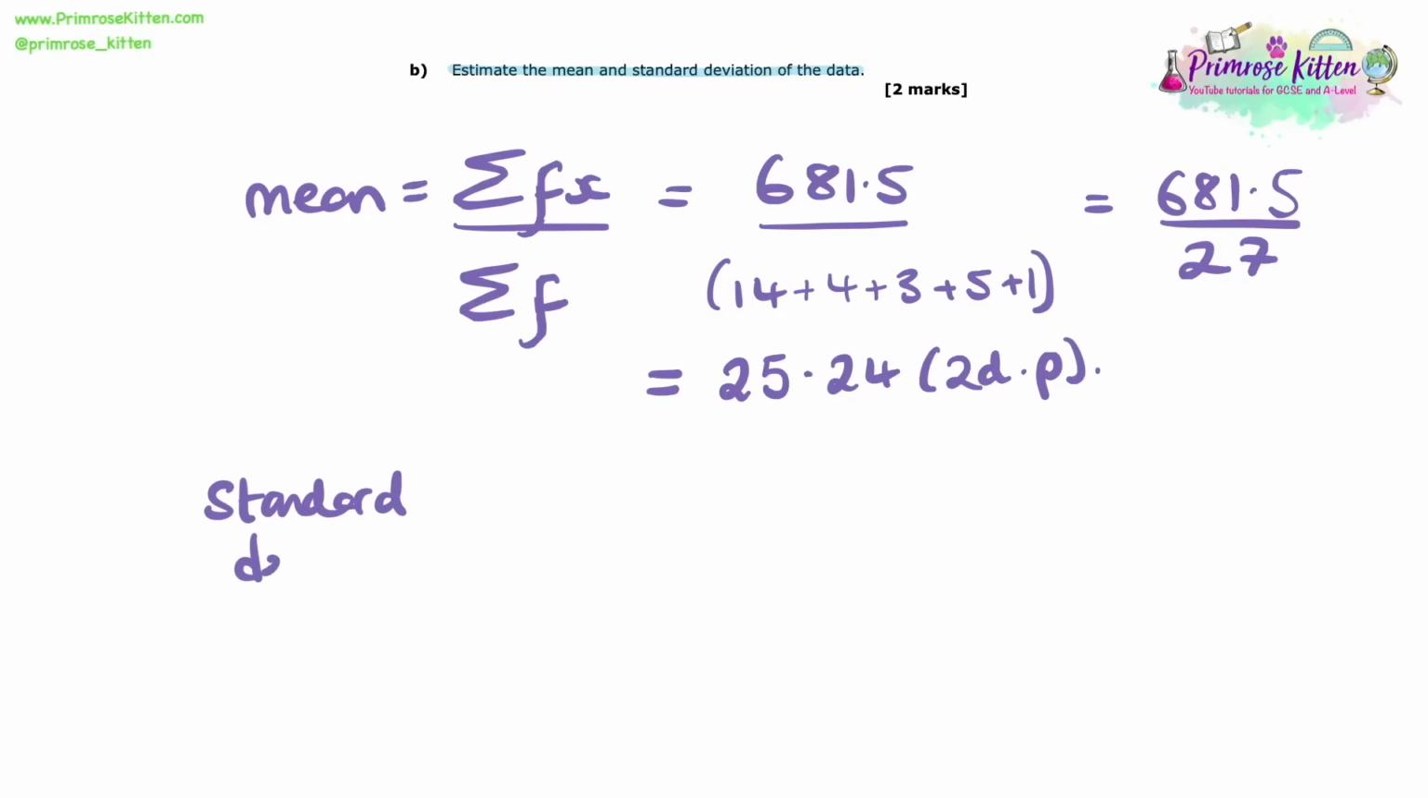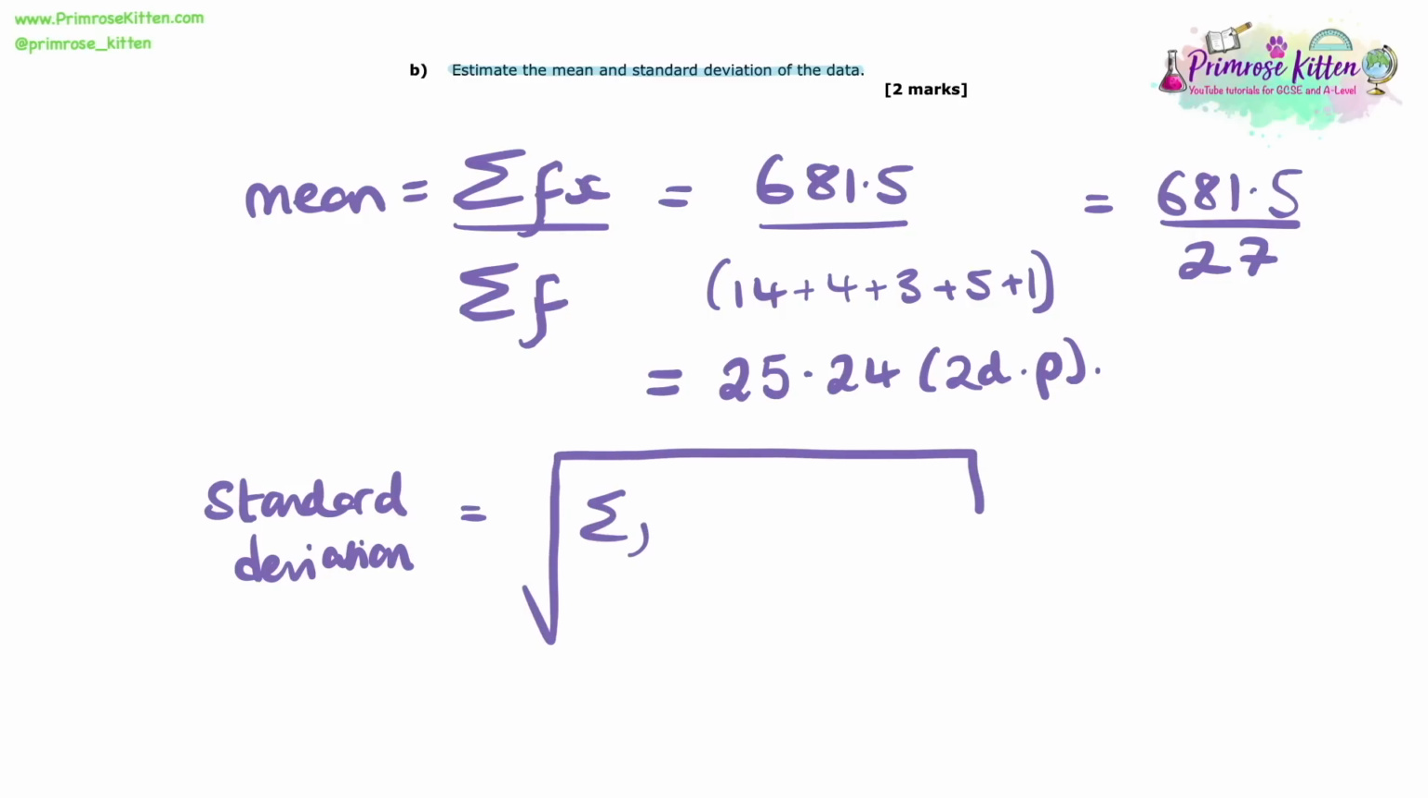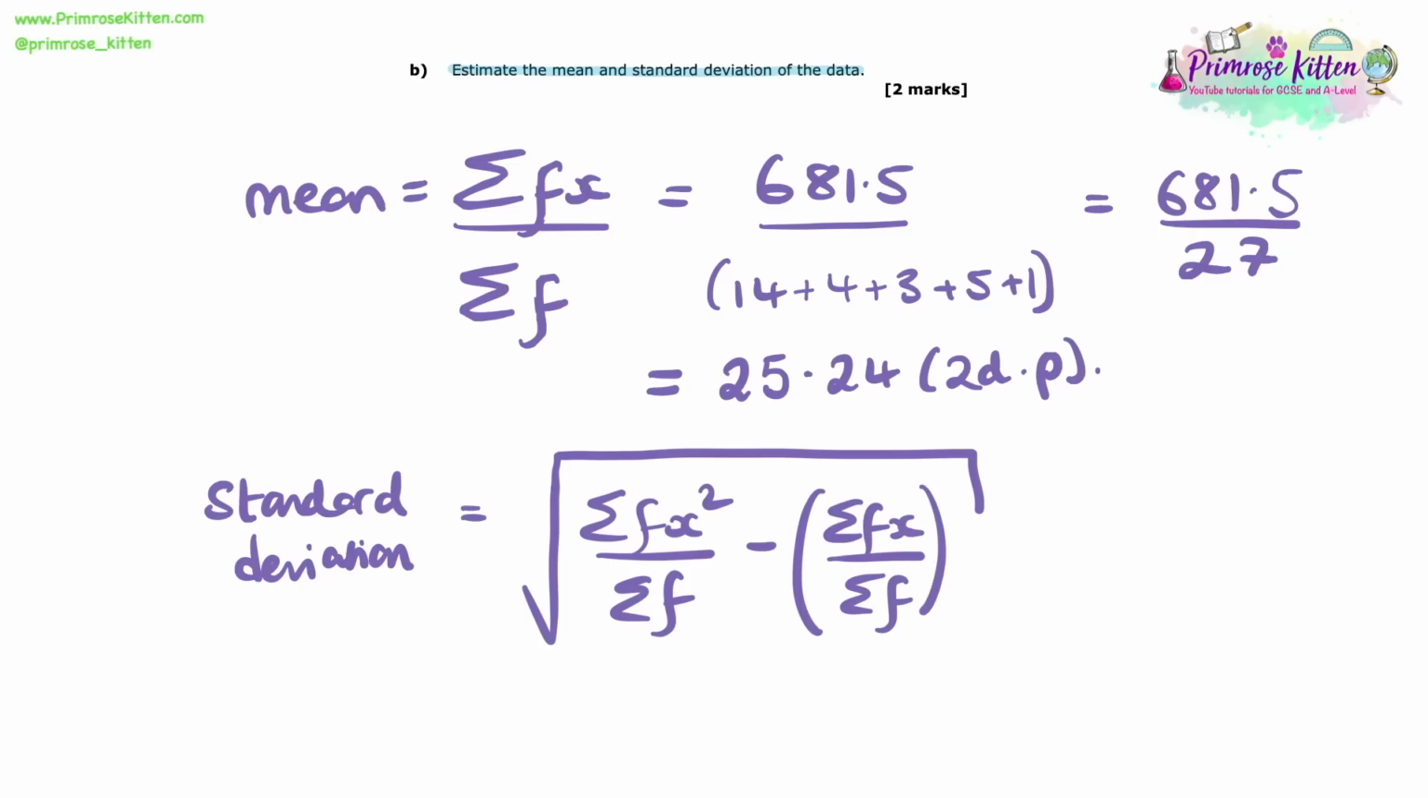So now we need the standard deviation. To work out the standard deviation of a data set like this, we need to do the square root of the sum of fx squared divided by the sum of f, and then we subtract from that essentially the mean squared. So we subtract the sum of fx over the sum of f, all squared.